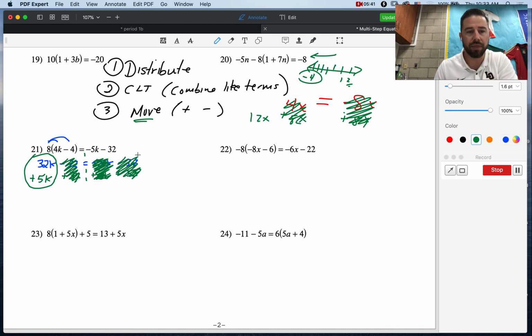And technically, we have nothing over here. And how do I write nothing in math? Well, I write nothing in math as a 0. Okay, and 32k plus 5k is 37k.